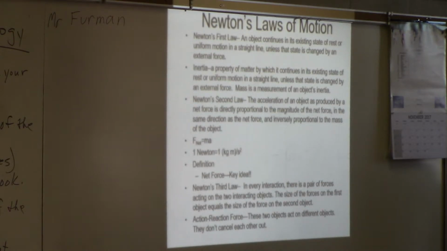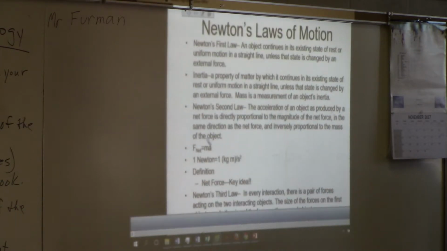So the first law, the law of inertia. The second law, F net is equal to ma. To me, the second law is more easily understood if you solve for acceleration. Acceleration is the net force divided by mass. So a is equal to F over m. The acceleration of an object is directly proportional to the net force applied.